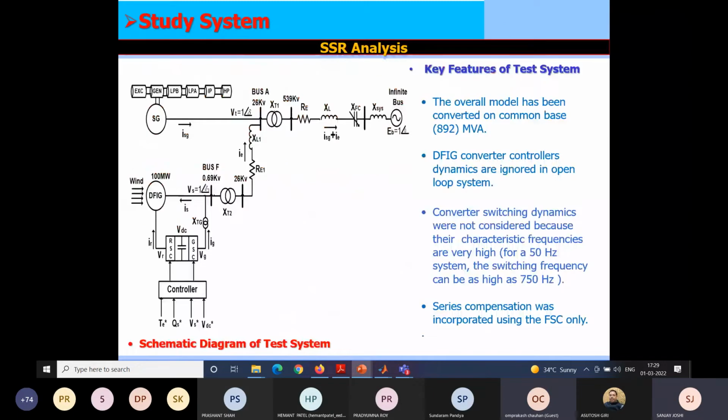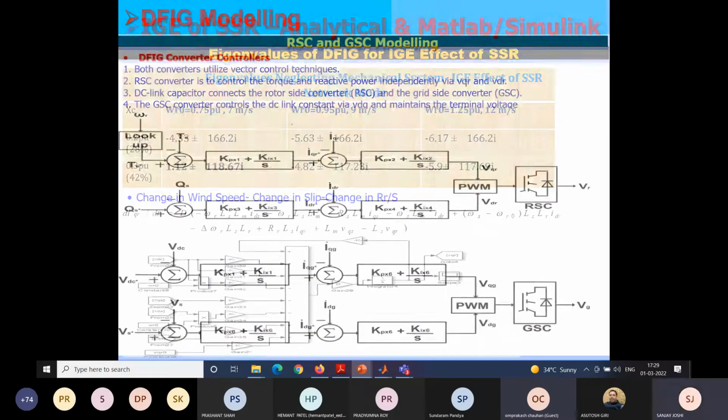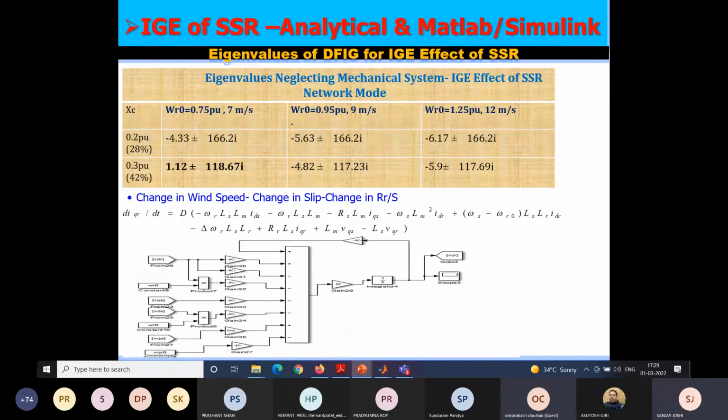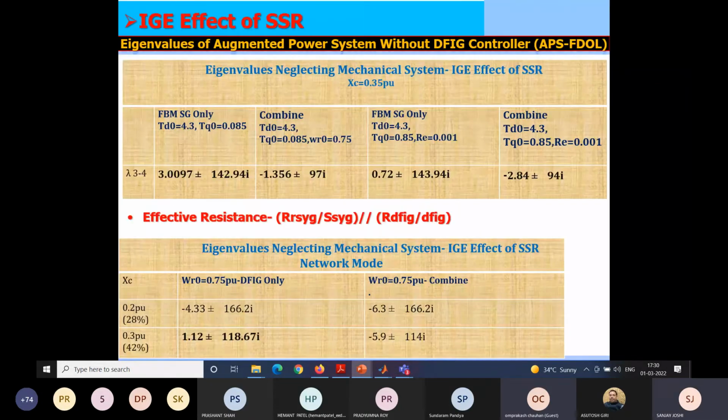Again, I would like to draw your attention here. Can you see that in the first column we have increased the series compensation from 0.2 to 0.3 pu and the system has become unstable. But here, with the inclusion of this DFIG, the system has become stable, right?